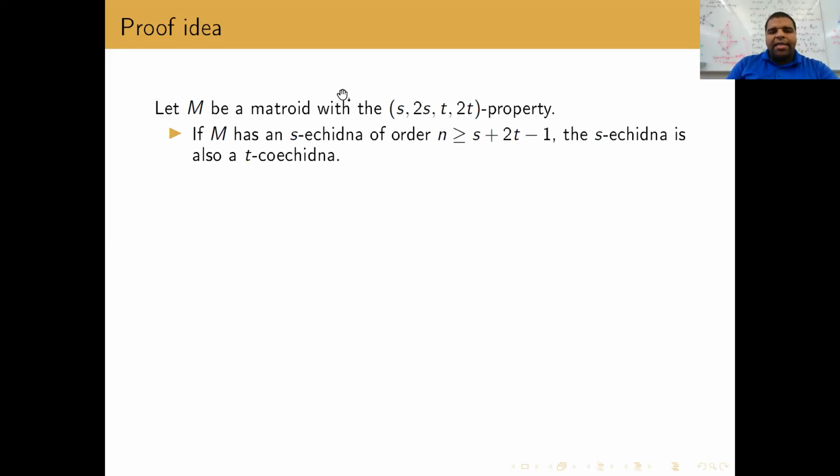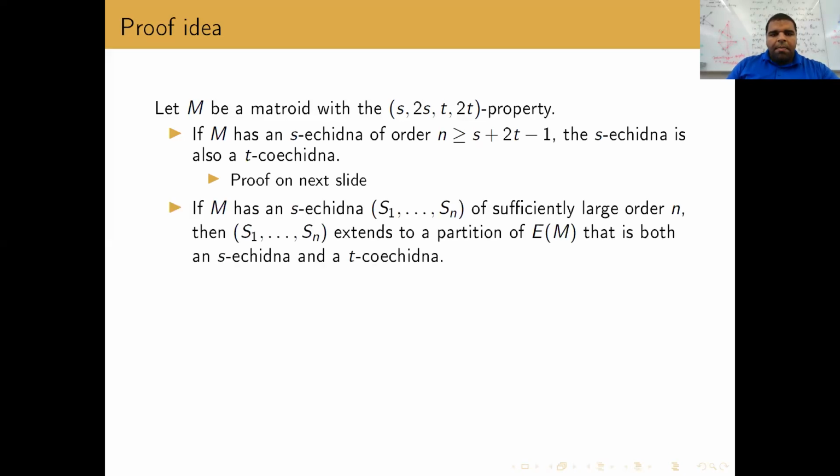So if M has an S echidna of a certain order or larger, then we were able to show that the S echidna actually also has to be a T co-echidna. And I'm actually going to go through the proof of that on the next slide, just to give you a bit of a flavor of how a lot of these arguments go. Okay, so if I have a big enough S echidna, then the S echidna actually also has to be a T co-echidna. We also showed that if M has an S echidna of sufficiently large order, then actually the entire ground set has to be an S echidna and a T co-echidna.